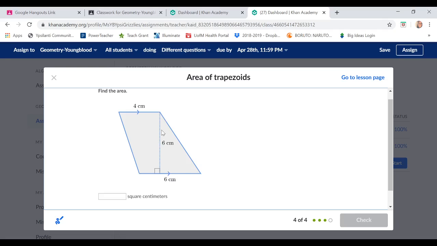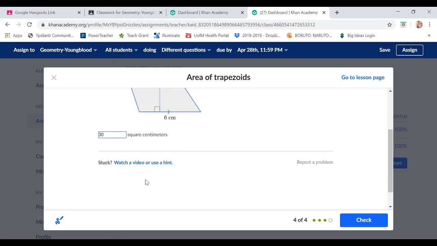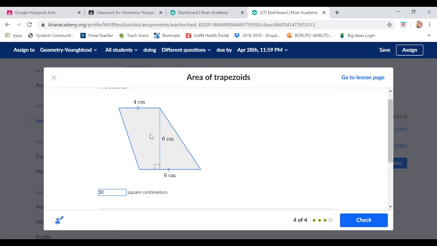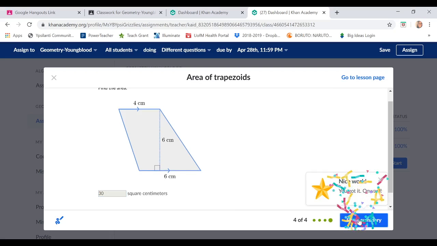So again, these are our 2 bases, 4 and 6, because they're parallel. We're going to add these: 4 plus 6 gets us 10. The height is 6. It connects the 2 bases and makes a right angle with both bases. So we're doing 10 times 6, which is 60. Then we divide by 2. 60 divided by 2 gets us 30. So the area of this trapezoid is 30 square centimeters.